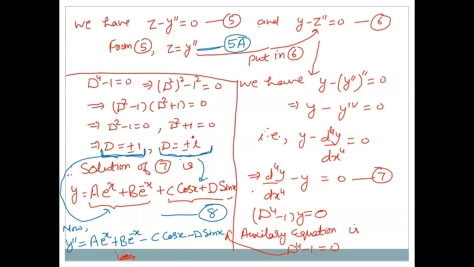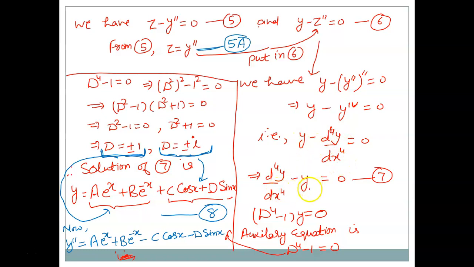You see in the next, we are given in equation 5 z equal to y double dash. This is equation 5 and equation 6 is this. Now you see from here z is equal to y double dash. Now we call this equation 5a. Now, if we put this value z equal to y double dash in equation 6 here, it reduces to y as such, and minus, in place of z you are writing y double dash, and then again y double dash, means it is the second derivative of y, and again you are taking the derivative two times, so it becomes a 4-time derivative of y. In fact, this is d4y by dx4.